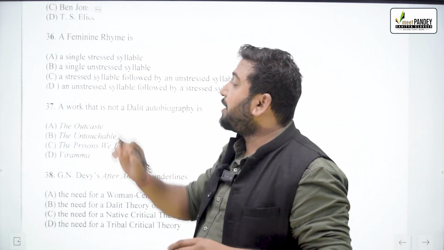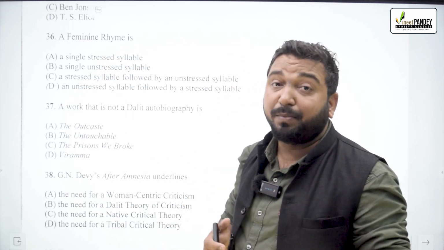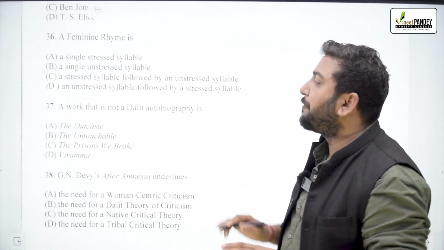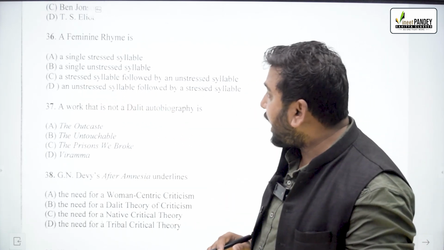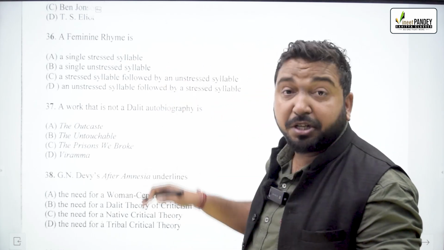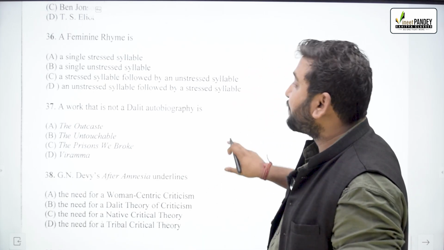What is a feminine rhyme? Normally we don't teach these things, but this is simple. Two stressed syllables followed by one unstressed. That's option C. Here all you have to do is just mug up. Find out eye rhyme, masculine rhyme, broken rhyme. These 4-5 things that I have told you, work on them. They can ask you this in the exam.